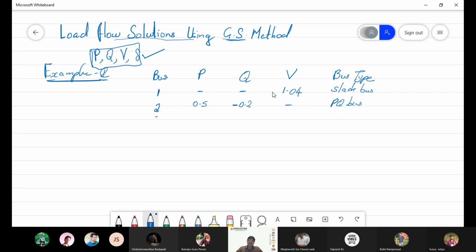Next, the third bus. Here the real power value is given, minus 1, and the reactive power value is given, 0.5. The voltage is not specified. Therefore, here also the type of bus is a PQ bus. These are the given data, and from this given data we need to find the unknown values.